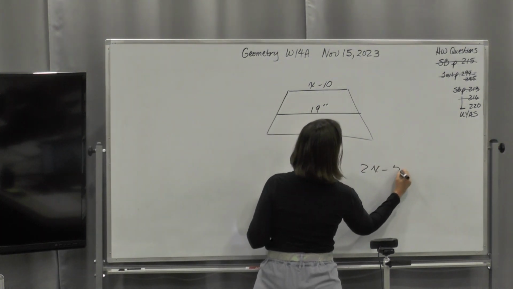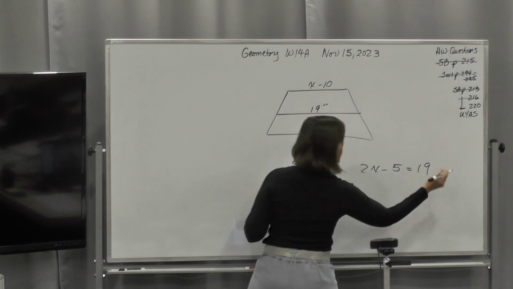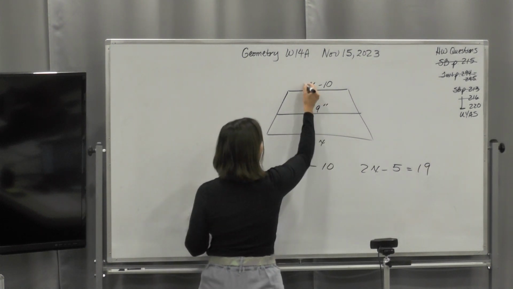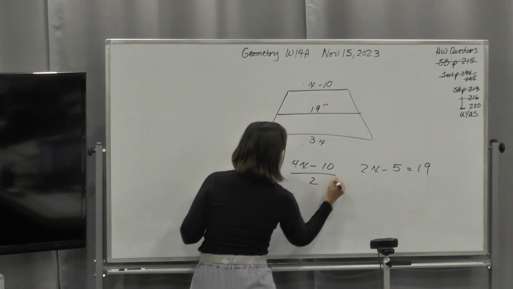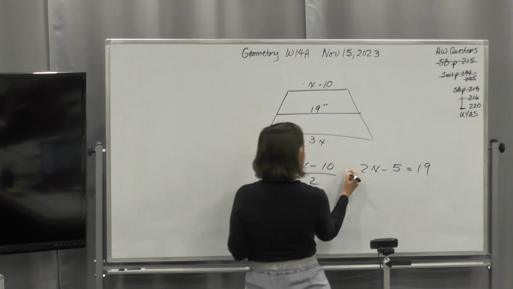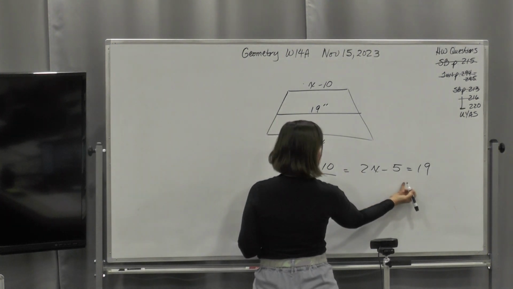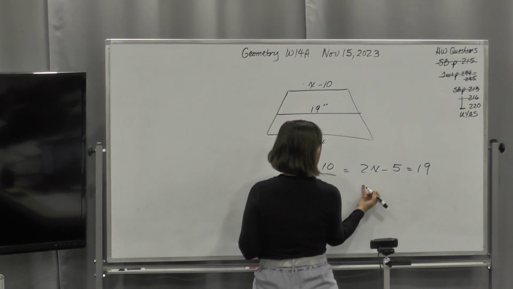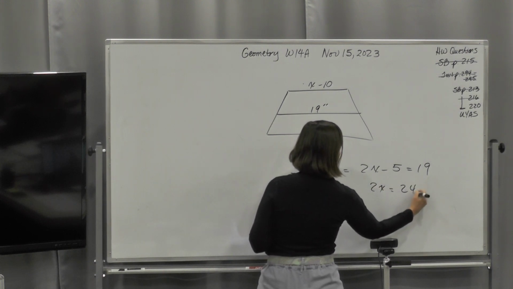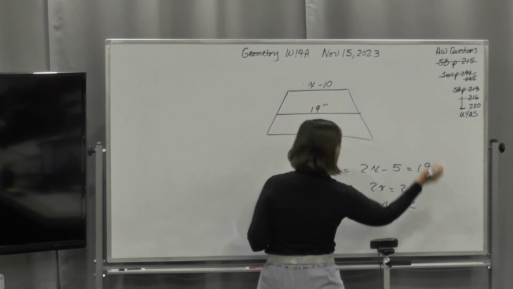2x minus 5 is equal to 19. Okay? Because in other words, add the two bases together and divide by 2. That is averaging the bases. So I'm going to get this is equal to this. Don't forget to divide them both by 2. 2 times x is equal to 24. X has to equal 12.